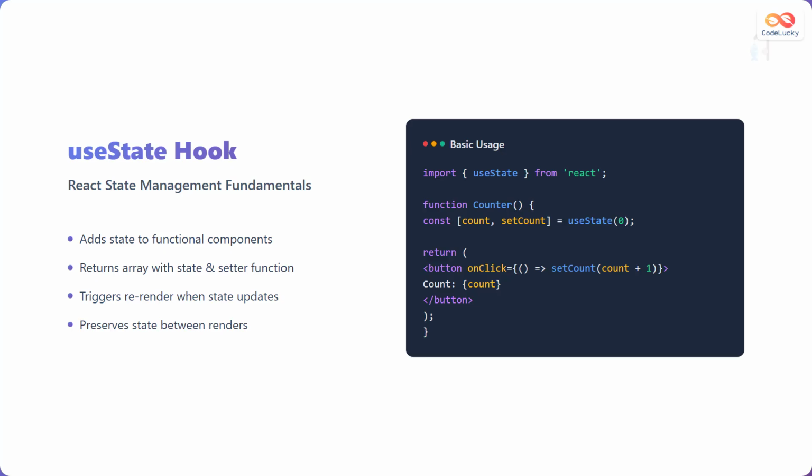In our counter example, we import useState from React, initialize it with 0 as the starting value, and destructure it into count and setCount. The button's onClick handler calls setCount with the new value, triggering a re-render with the updated count displayed.